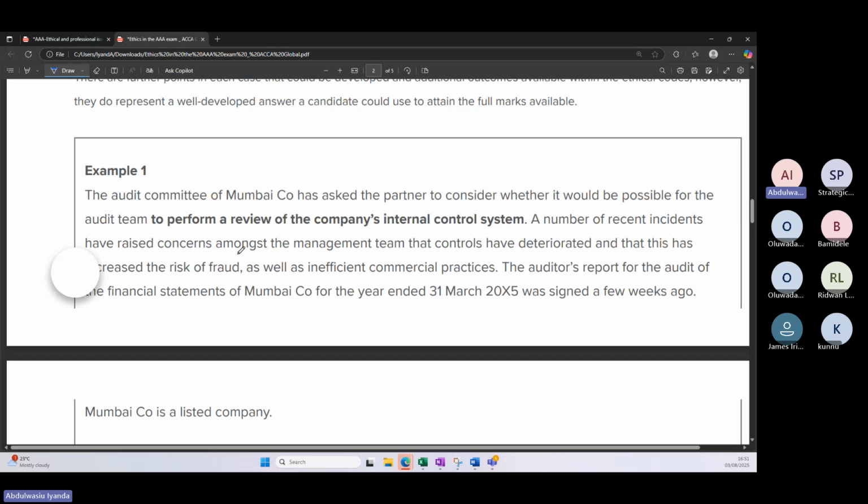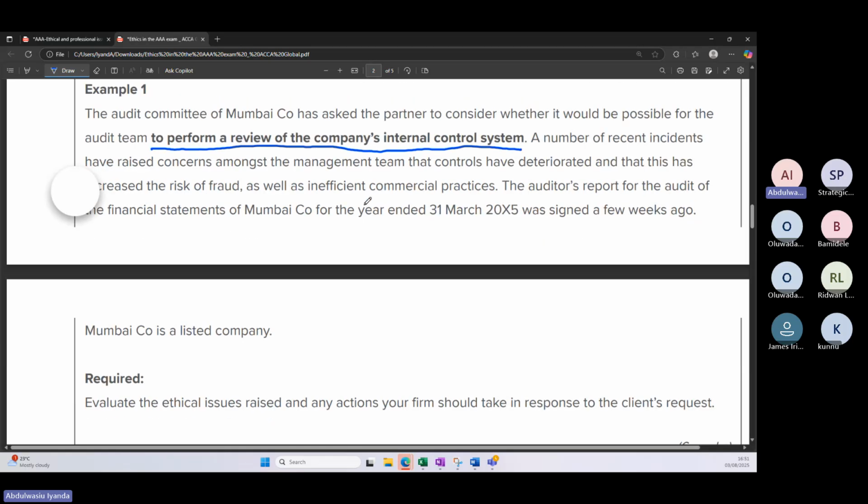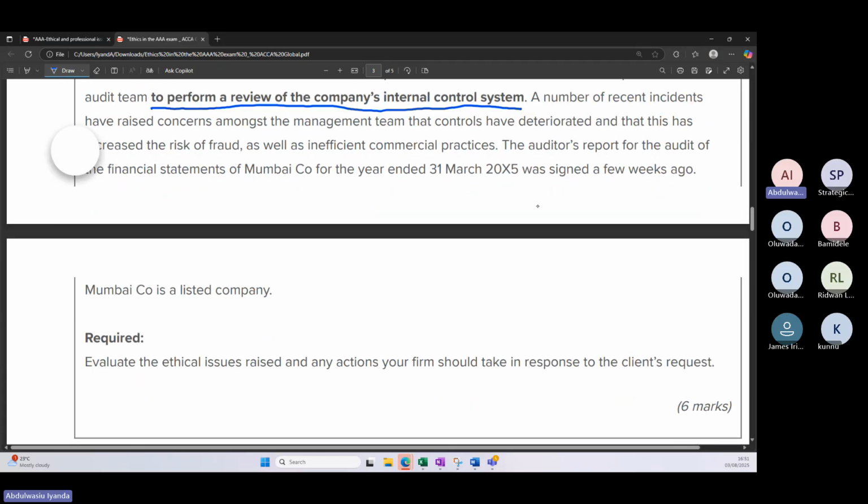Okay, so the audit firm has asked the partner to consider whether it could be possible for the audit team to perform a review. You can see the examiner team as well, they even put it. This is a tax. A number of recent incidents have raised a concern among the management team that controls have deteriorated, and this has increased the risk of fraud, as well as inefficient commercial practice. The auditor report for the audit of the financial statements of this company for the year ended 31st of March 20X5 was signed a few weeks ago. Okay, meaning that we have completed the engagement. And another thing is a listed firm.